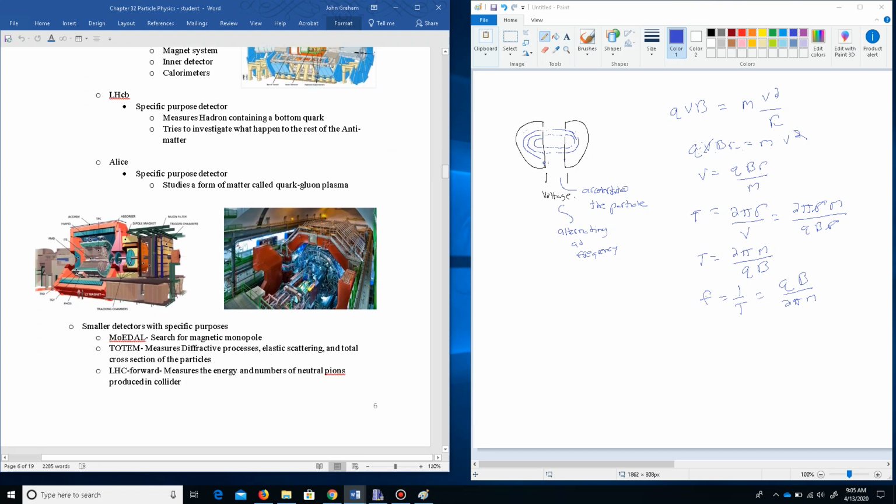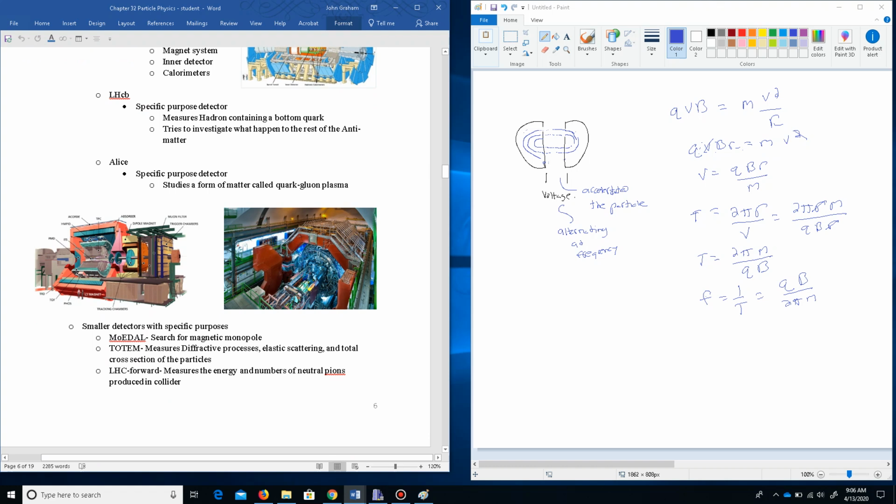This is a specific purpose detector. It measures the hadron containing the bottom quark and tries to investigate what happens to the rest of the antimatter. We have what's called ALICE. This is a specific purpose detector as well. It studies a form of matter called quark gluon plasma. So this one is the ALICE, and what it looks like. This is again a diagram of it and then the actual picture of it.